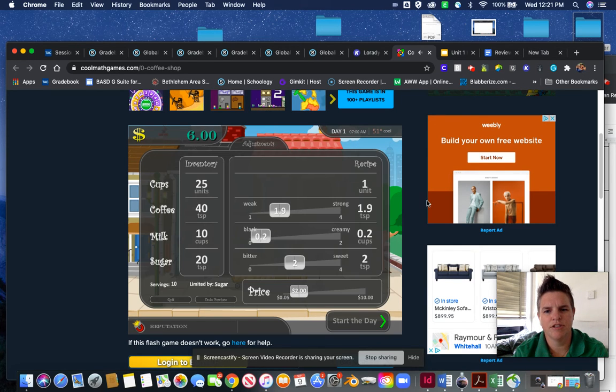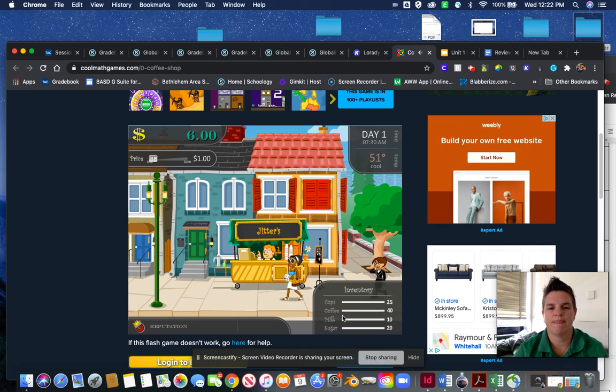I gotta pay attention. So it's 51 degrees. It's cool. It's not too cold. I don't know. I'll price it for $1 and see what happens. But I gotta change my recipe. So maybe I want to add some milk. Not too much. There we go. It's sweet. So we're gonna start there and see what happens.